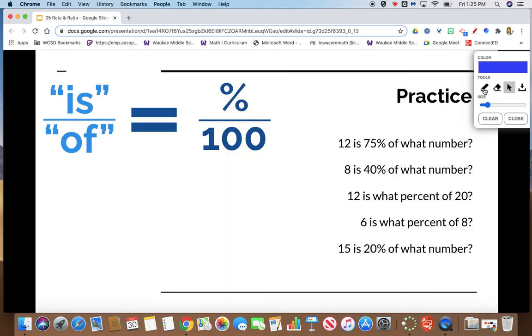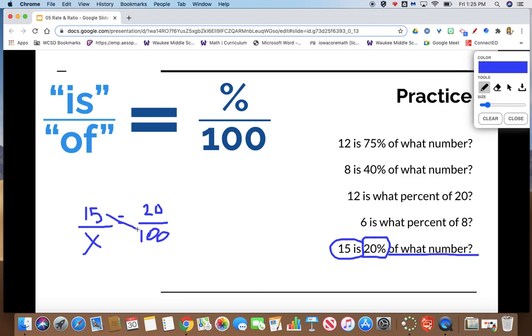Last one, why don't you pause and try this one on your own? When you're ready, hit play to hear the answer. All right, let's go through the answer. Set up my percent proportion with a 100 under the percent. Look for the percent in my problem, which is 20. My other number in my problem, 15, is connected to the word is. That means 15 is a part. And my missing of what number is my whole.